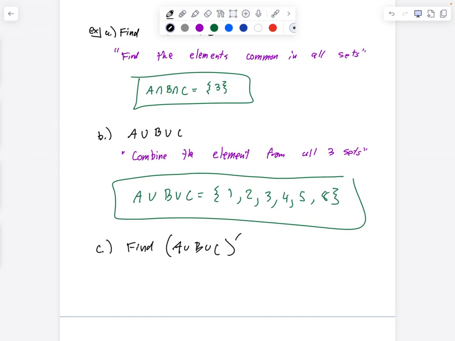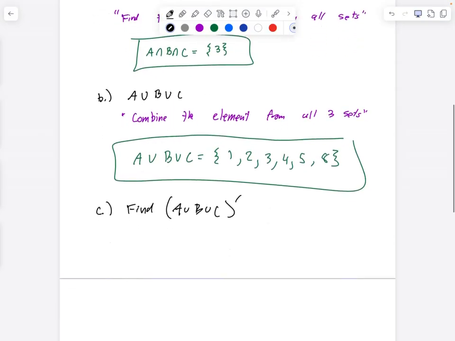So in this case, the answer would be find the missing elements. So A union B union C prime complement would be what? What elements are missing? 6, 7, and 9. So 6, 7, and 9 are missing.